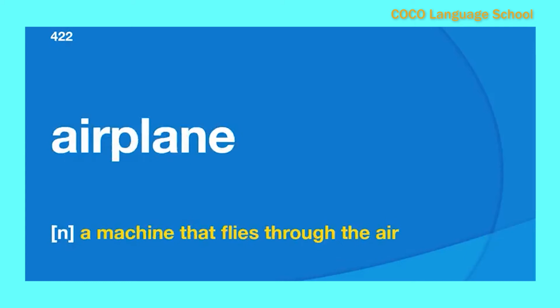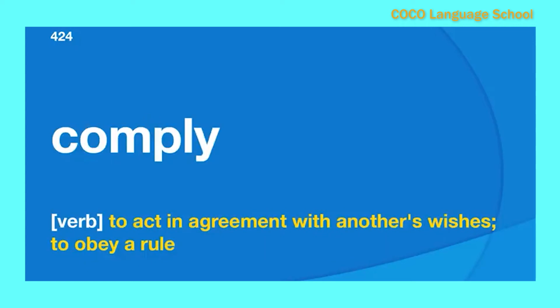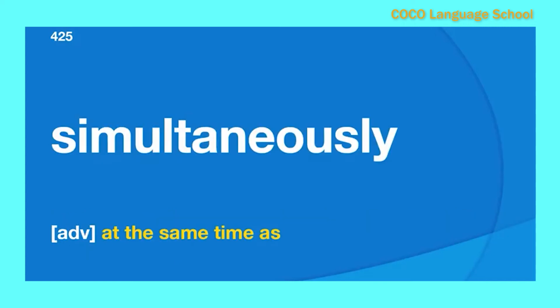A machine that flies through the air. Airplane. A long, strong material, thicker than string but not as thick as rope, and electrical wire. Cord. To act in agreement with another's wishes, to obey a rule. Comply. At the same time as. Simultaneously.